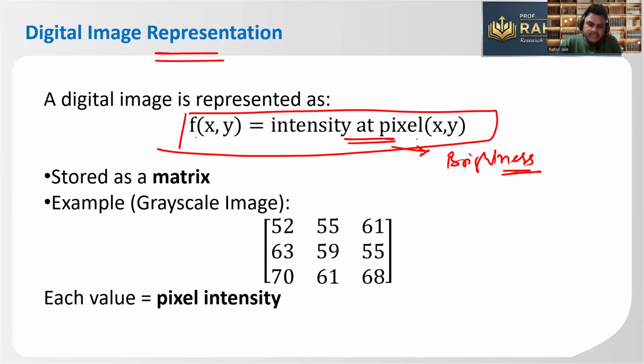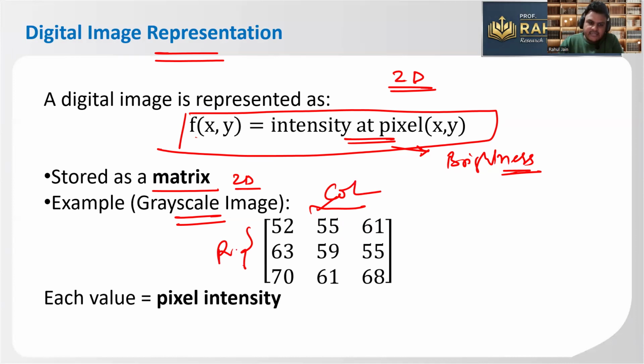So basically, that is a digital image, and you know that every digital image is stored in memory as a two-dimensional matrix. For example, the grayscale image given here looks like this: 52, 55, 60. These are our rows, these are our columns. Rows define the height of the image, and the columns represent the width of the image.